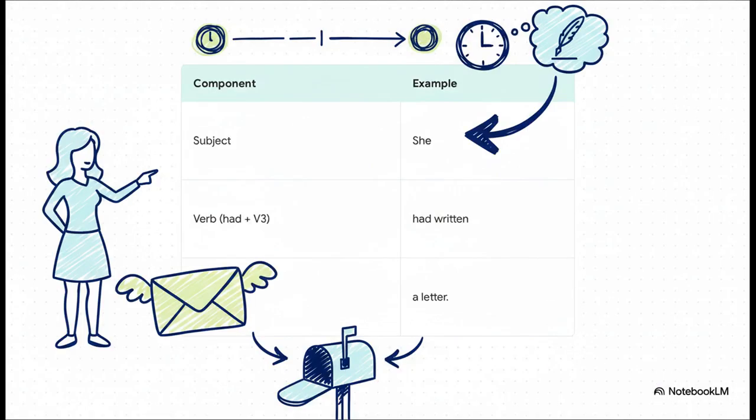So let's bring this back to our story. She had written a letter before the mail was picked up. This slide here just breaks down the simple formula. It might look a little technical, but it's really just a simple recipe. You've got the subject, she, then you add had, and then you use that past participle, or what some people call the third form of the verb. In our case, written. It's a super reliable way to show an action was finished before some other past action.